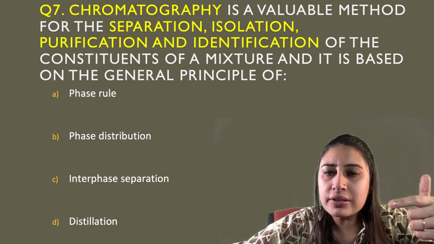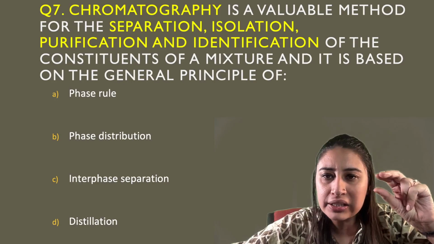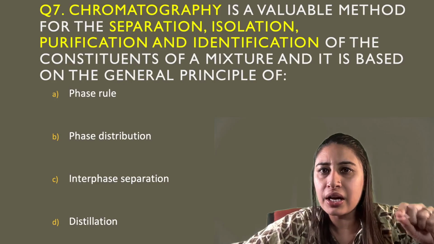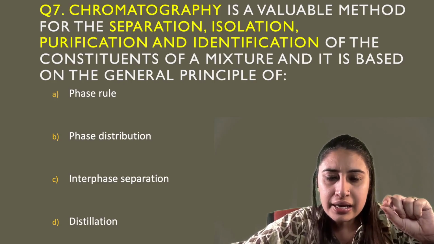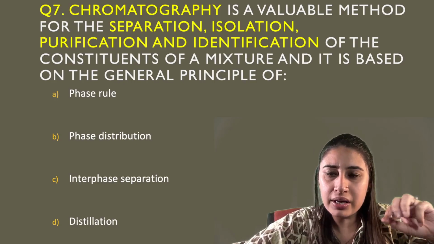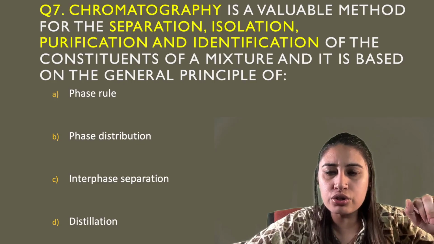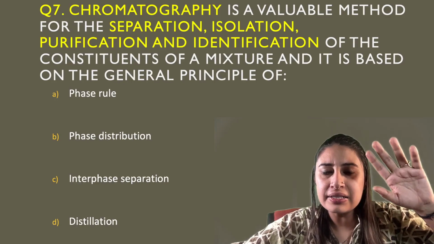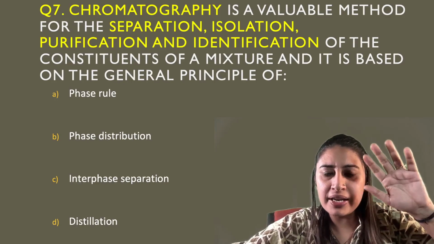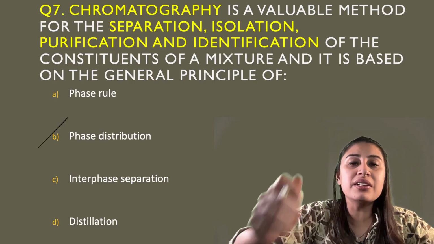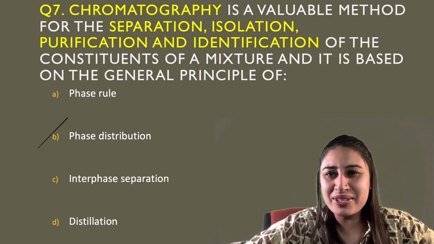So continuously our solute, or the dye or whatever mixture that you want to separate, isolate or purify, is undergoing the distribution. Remember, a separation or a distribution in two phases, mobile and stationary, mobile and stationary, hence partition chromatography. So B, phase distribution, becomes the answer to this question.